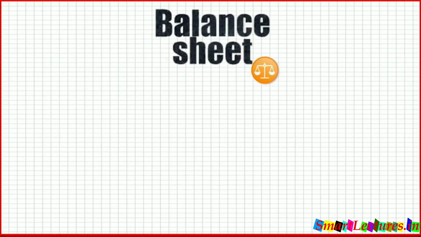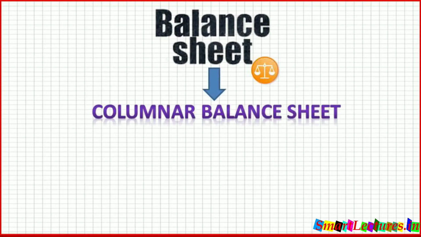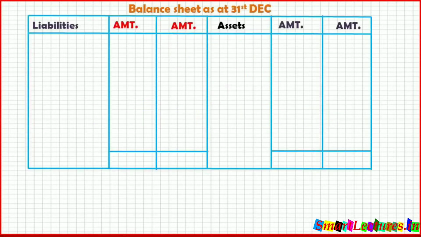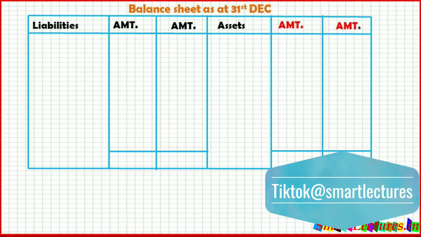Now come to the balance sheet. I am going to prepare a columnar balance sheet. This columnar balance sheet is preferred by some authors and teachers, and sometimes it is not preferred by some teachers. So I strongly advise you to follow your teacher. But for convenience, I am going to prepare a columnar balance sheet, meaning 2 columns of amount on the left hand side and 2 columns of amounts on the right hand side. First of all, let me complete the old balance sheet.